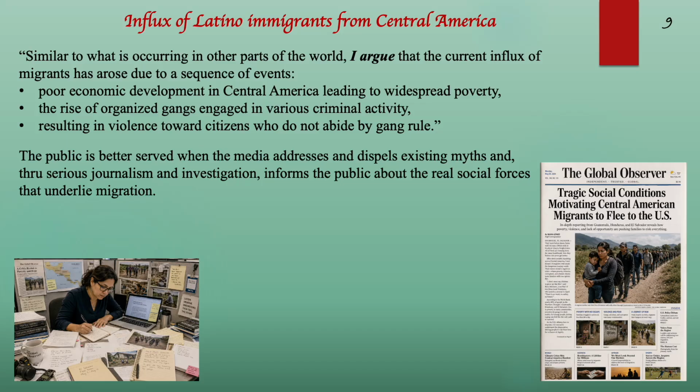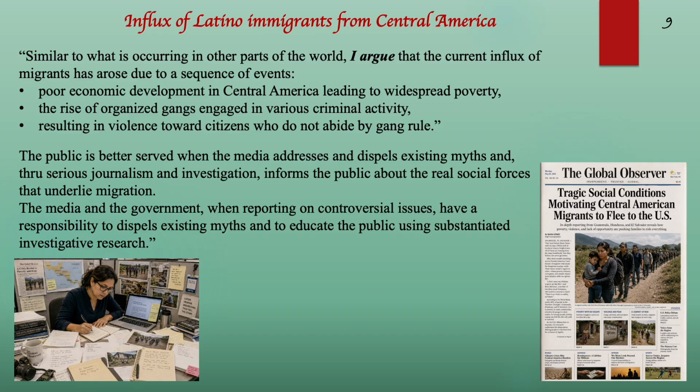Note as well that the researcher combines her empirical argument with what's called a normative argument. The author tells the reader what should be done about an important issue. Quote, the media and the government, when reporting on controversial issues, have a responsibility to dispel existing myths and to educate the public using substantiated investigative research, end quote.